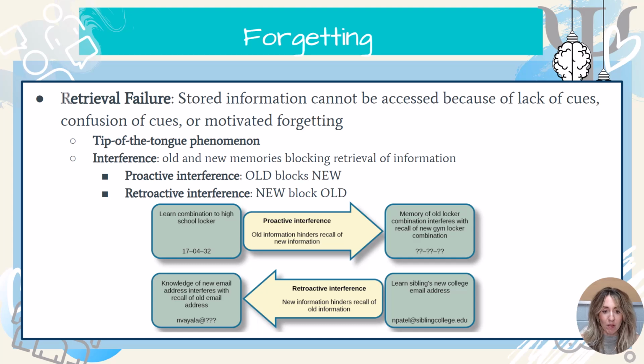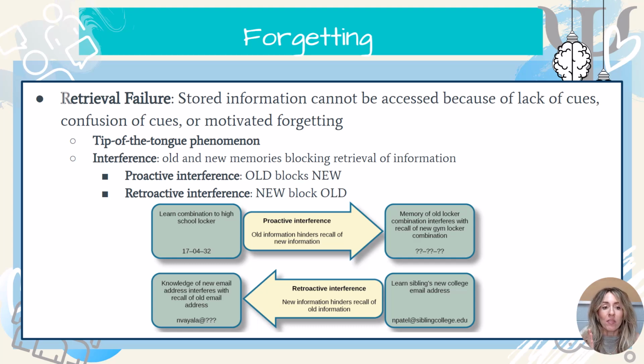So here's an example of this. Proactive interference is you have a locker combination in high school, and then you go to a gym locker after high school or in college, and you can't remember the new locker combo because you keep recalling the old one. Retroactive is you get a new email, your sibling gets a new email, and then you can't remember their old email, so you only remember the new one.